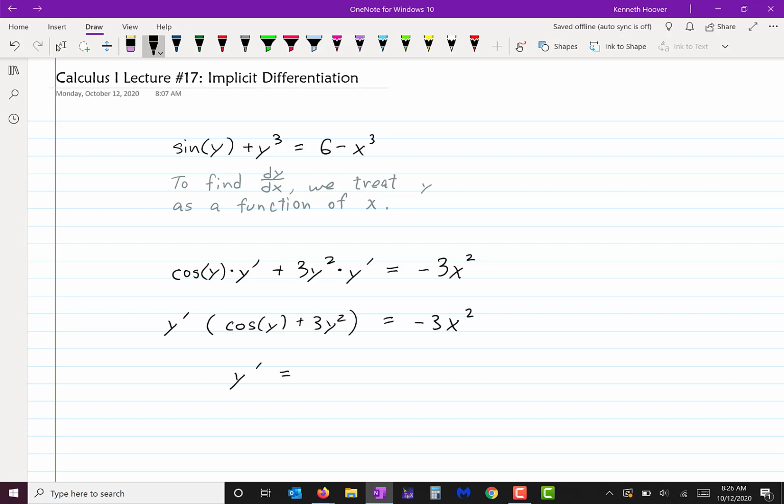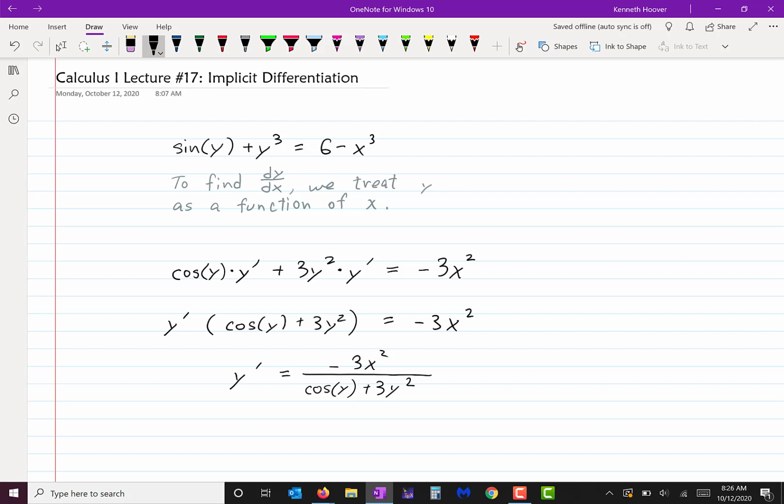y prime equals negative 3x squared over cosine of y plus 3y squared. And there we go. That's y prime. Okay?